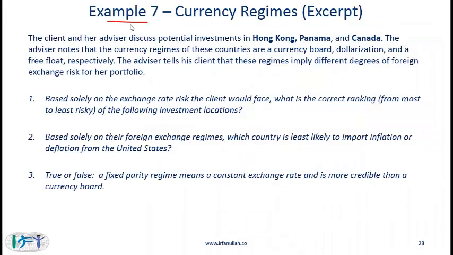Here are some excerpts from example 7, and I insist that you do this example because it will give you a sense for what you might see on the exam. And the small excerpt here is just to get you started. We have a client and her advisor who are discussing potential investments in Hong Kong, Panama, and Canada. Note that the question will tell you what sort of regime exists in what country. You are not expected to remember this information. We are told that Hong Kong has a currency board system, Panama has dollarization, and Canada has free float.